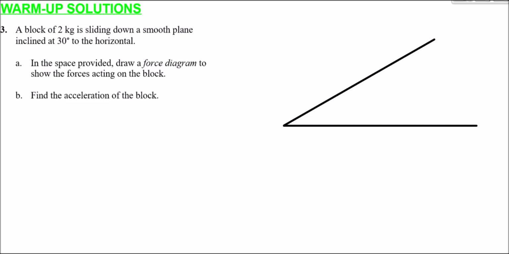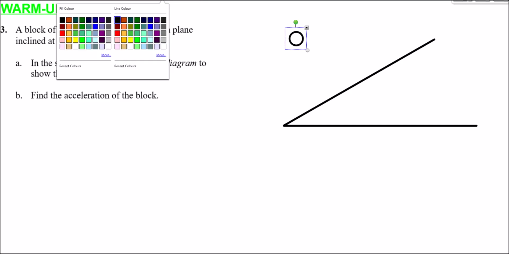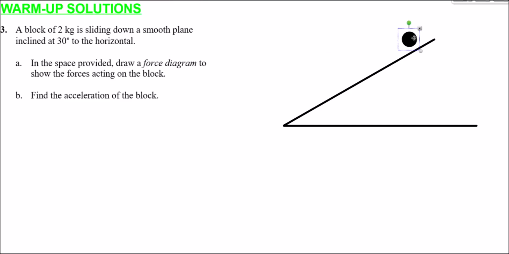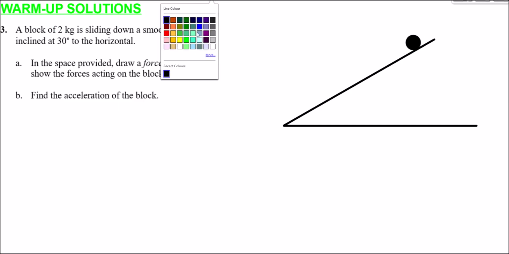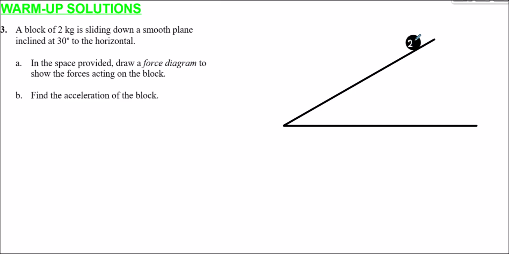So next I'm going to draw the block. I'm just going to do this as a particle. So there we go, that's my block. Doesn't matter too much if it looks like a particle, that's okay. Now it's got a mass of 2 kilograms. I can label on that the mass is 2 kilograms. Because its mass is 2 kilograms, that means its weight, which will be acting downwards, will be 2g.